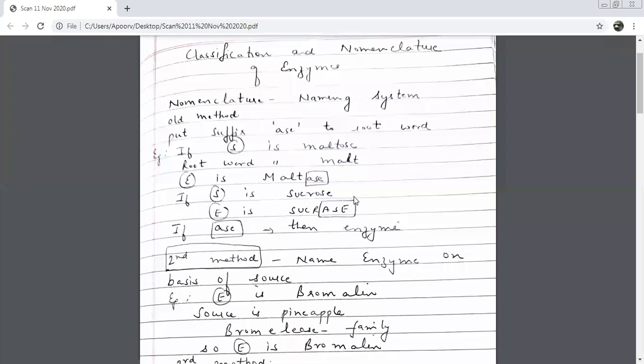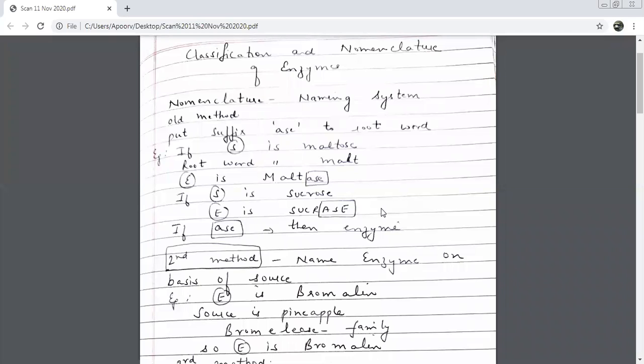For example, I call it malt in India, and in some other country they call it halt. So what is the rule? Add ase after the root word. So I am going to call that enzyme maltase, but you are going to call that enzyme haltase, isn't it, children? Yes ma'am, there was a lot of confusion in this method. The rule is very simple: add ase to the root word. But the problem comes in the root word only. The same substrate was known by different names in different places.